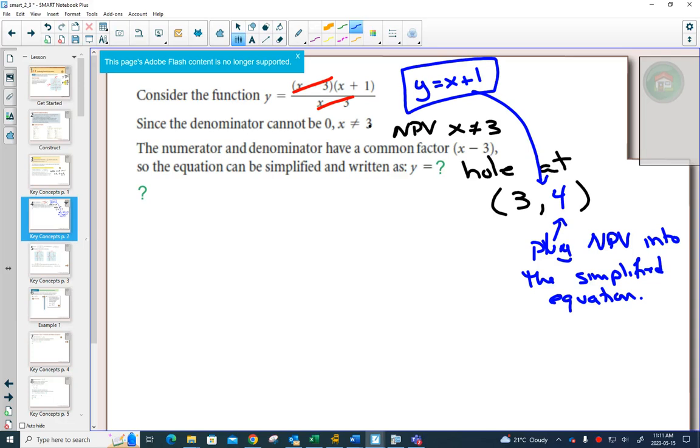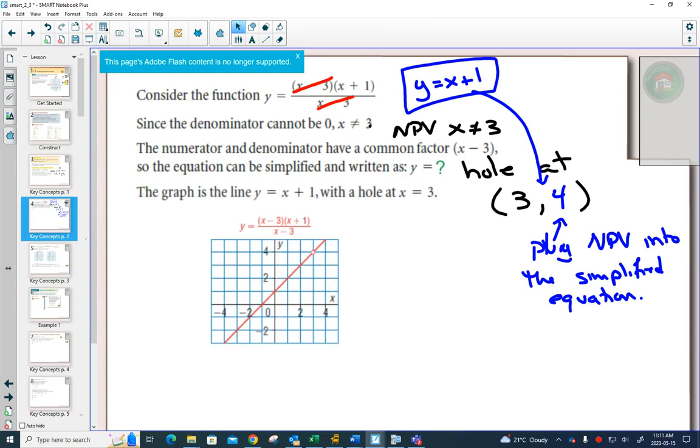That's a straight line. So what does a straight line look like? Well, I add my y-intercept, I add my slope. The only thing different in this straight line is that we have to add a hole at (3, 4). Everything else you would do to graph this, you'd do the same. You'd be like, oh, I know my y-intercept is 1. I know my slope is 1, so up 1 over 1, up 1 over 1. Add the hole, draw the graph, and you're fine.